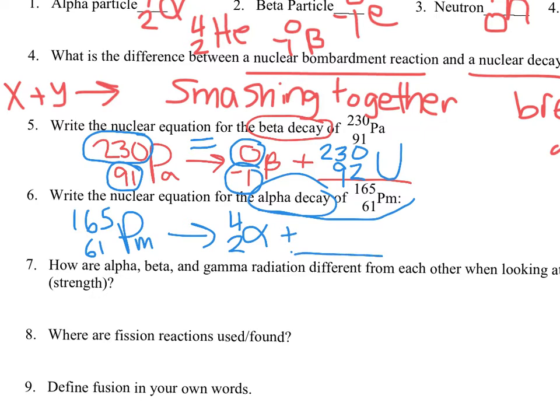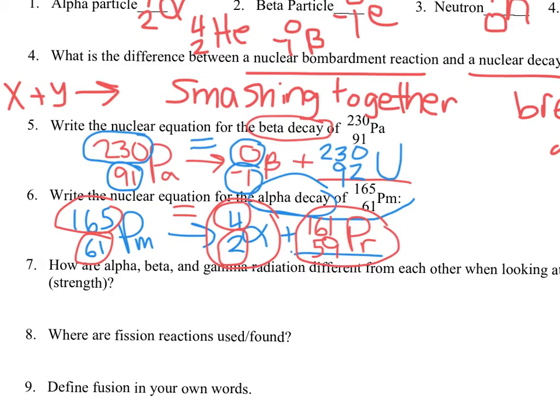So we can use our numbers to figure it out. All right, 165 is on the left side of the arrow. Remember, the arrow is like an equal sign. So 4 plus what gives me 165? That would be 161. On the bottom number, it's 61. So on the right side, 2 plus what gives me 61? That's going to be element 59. Now, if I look on the periodic table, I find that the element is Pr. And Pr is called praseodymium, but it is now balanced. So this thing broke down into two things, an alpha particle and a new element, which is praseodymium.